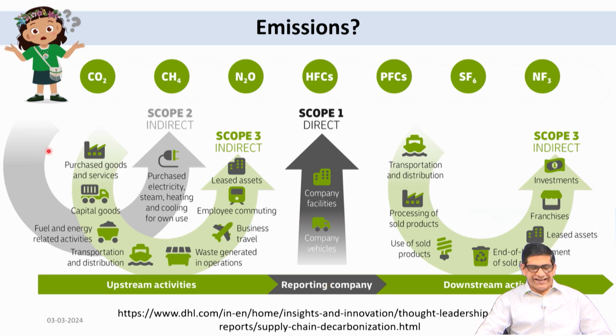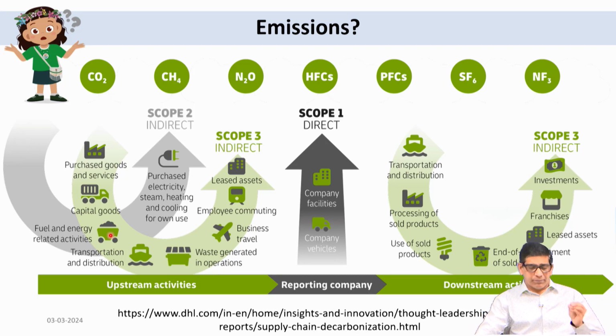Then scope 2 is the indirect emissions, related to fuel and energy activities, like purchased electricity, steam, heating, and cooling used within the plant boundary itself. That is called scope 2. Then scope 3 is also indirect, but it is much broader. It takes into consideration the upstream as well as the downstream activities, so it tries to capture the entire value chain, the entire supply chain.